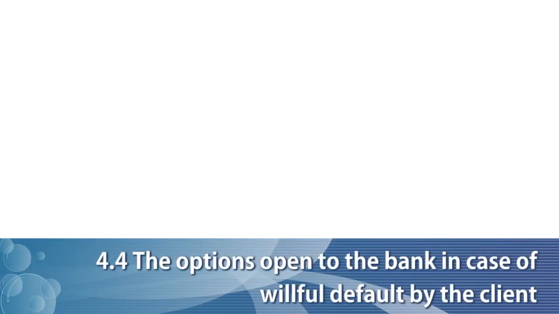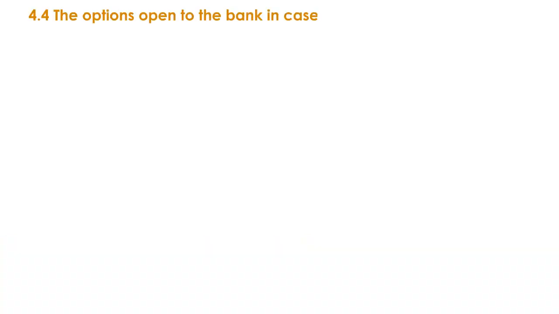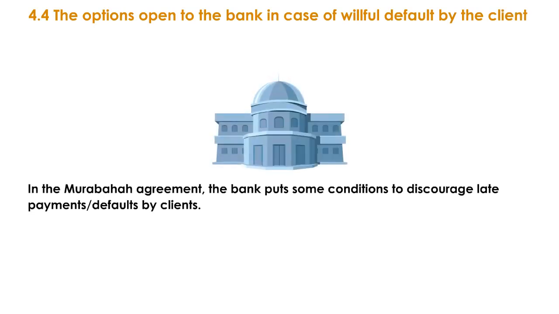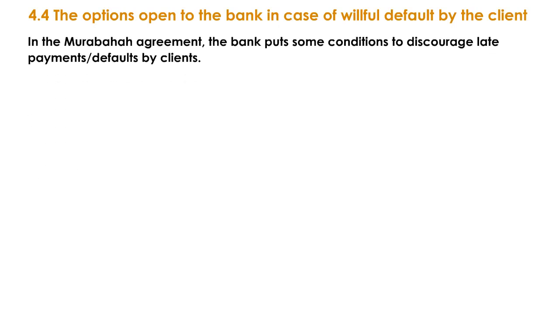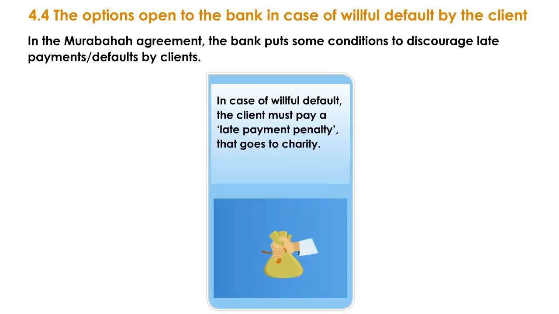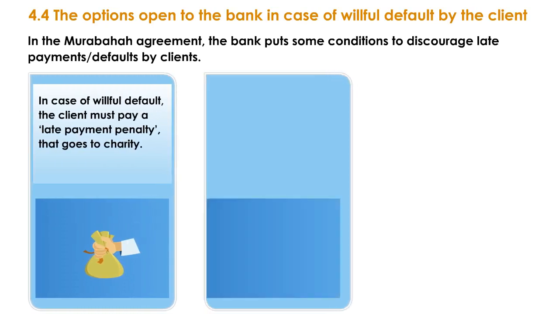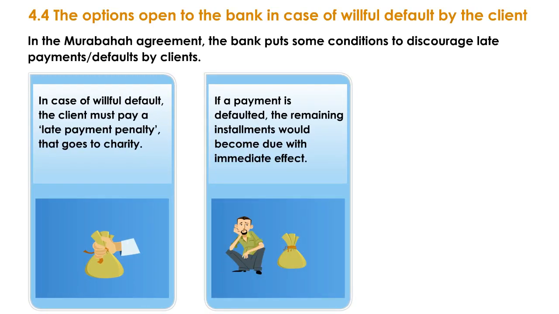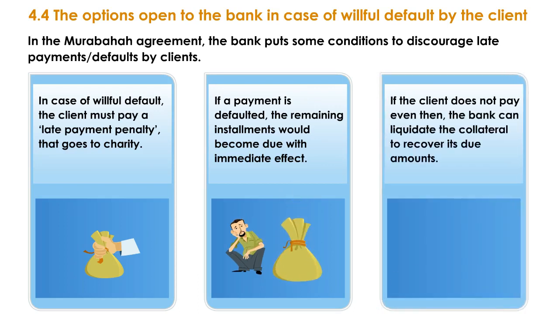The options open to the bank in case of willful default by the client. In the Murabbaha agreement, the bank puts some conditions to discourage late payments or defaults by clients. In case of willful default, the client must pay a late payment penalty that goes to charity. If a payment is defaulted, the remaining installments would become due with immediate effect. If the client does not pay even then, the bank can liquidate the collateral to recover its due amounts.